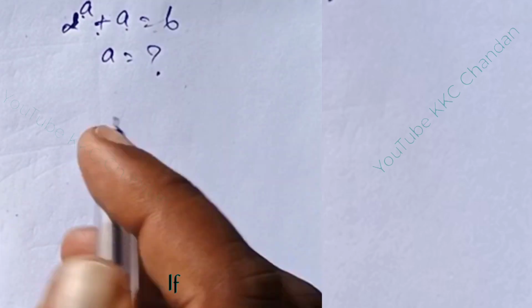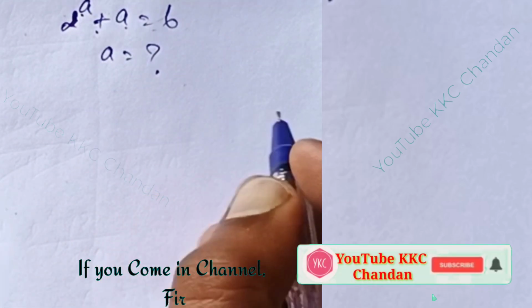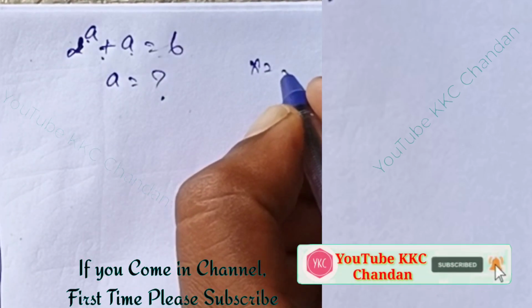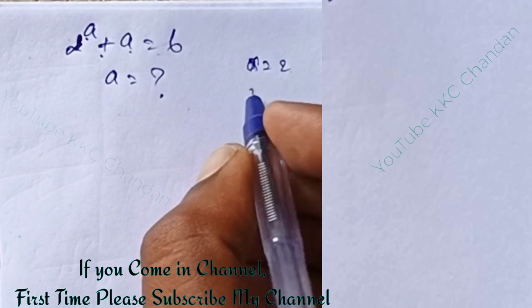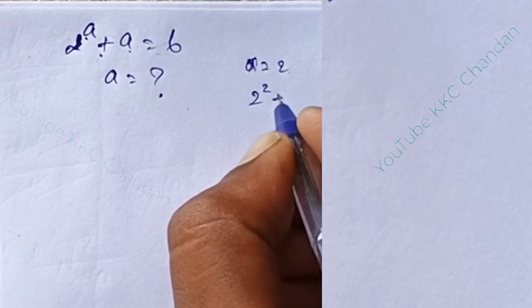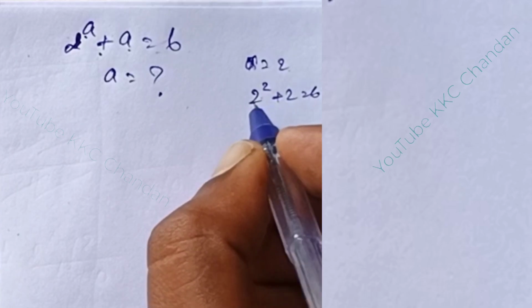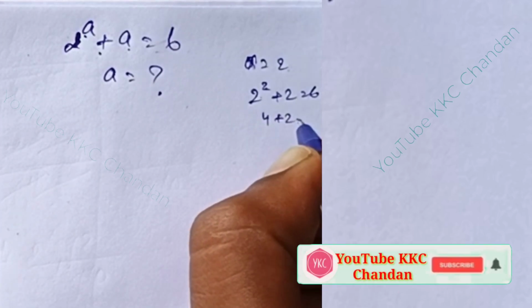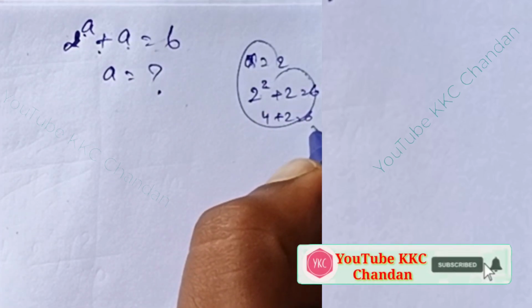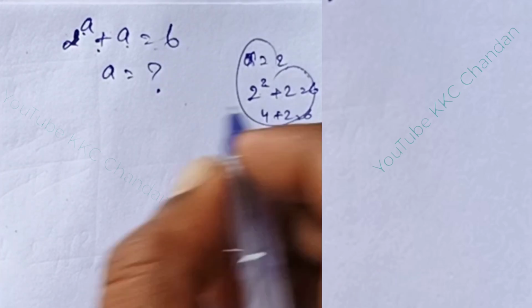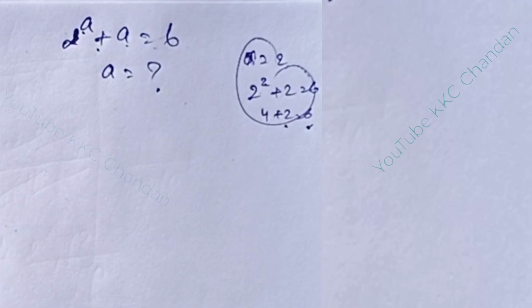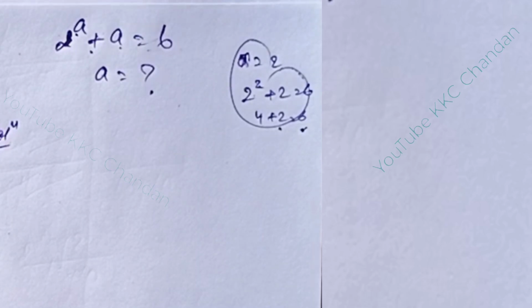Let's start. If you want to find this value, a simple way is to take a equal to 2. Then put the value: 2 power 2 plus 2 is equal to 6. 2 power 2 means 4, plus 2 is equal to 6. The final value is 6. But this is not the correct way to solve this problem. See here the correct way to solve this problem.